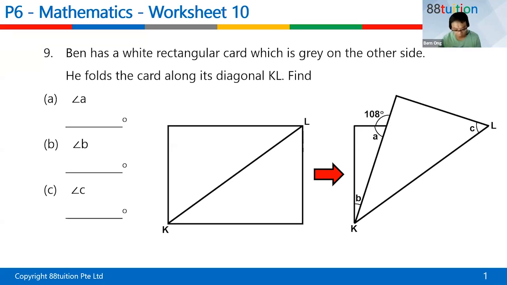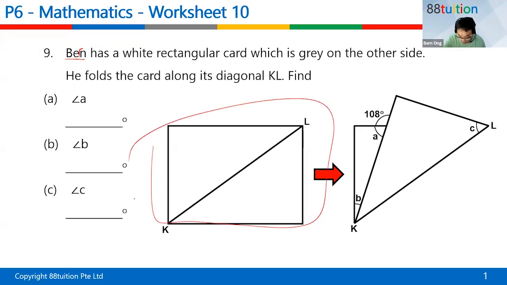Okay students, let's take a look at question number 9 first. Just to let you know, my name is Ben, short of the R. Ben has a white rectangular card, which is gray on the other side. No color, forget it, don't worry about it too much.